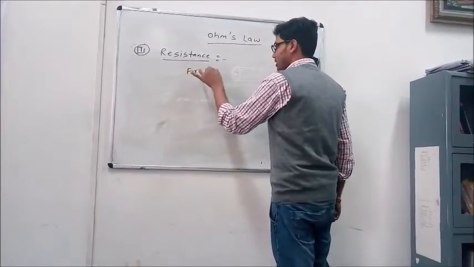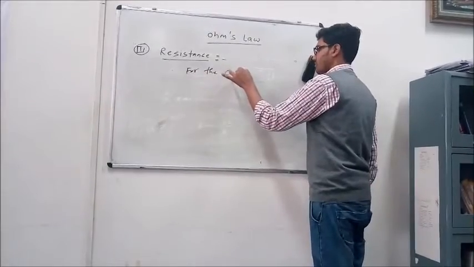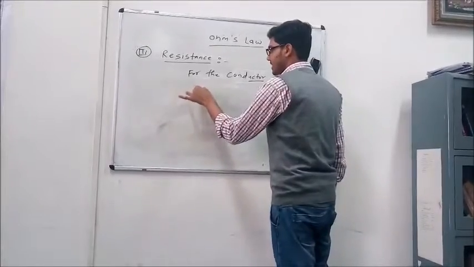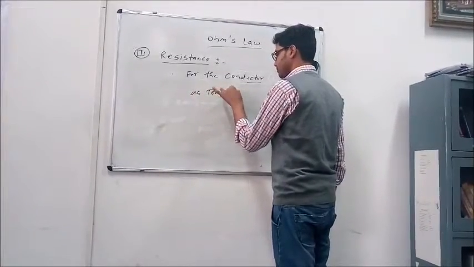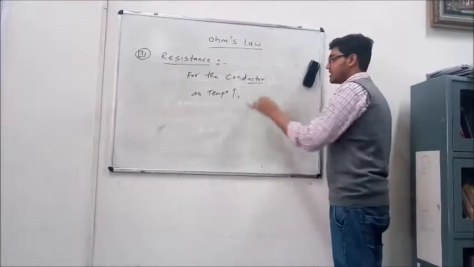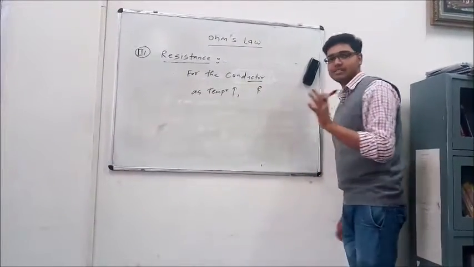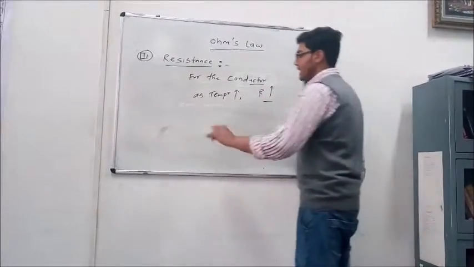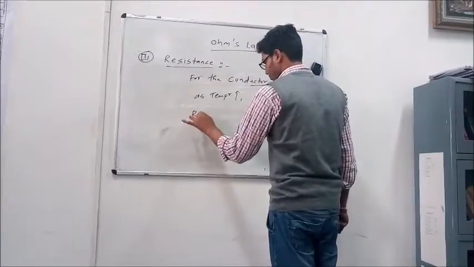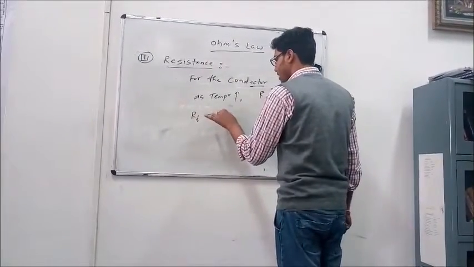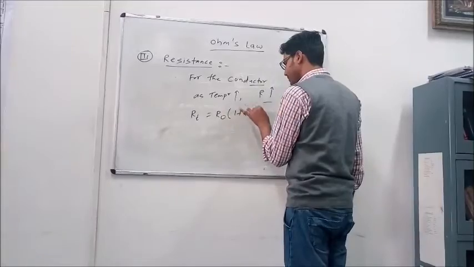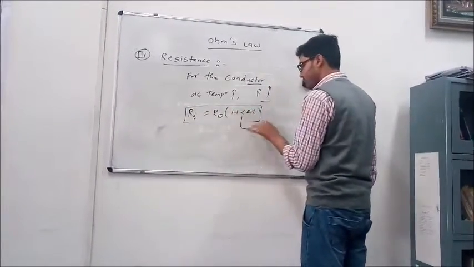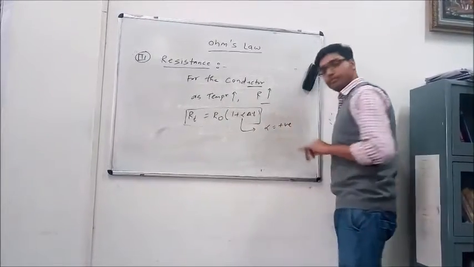For the conductor, because we are talking about the conductor only here, as temperature increases, the resistance of that material is going to increase. That can be calculated with the help of R_t equal to R naught into 1 plus alpha del T. With the help of this formula we are going to calculate, where alpha is positive for a conductor.